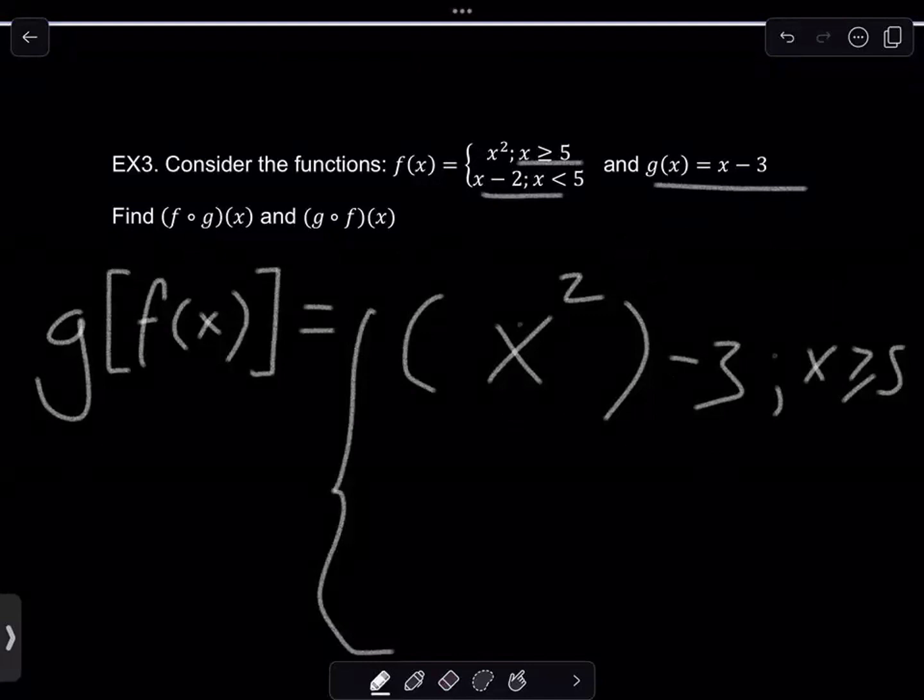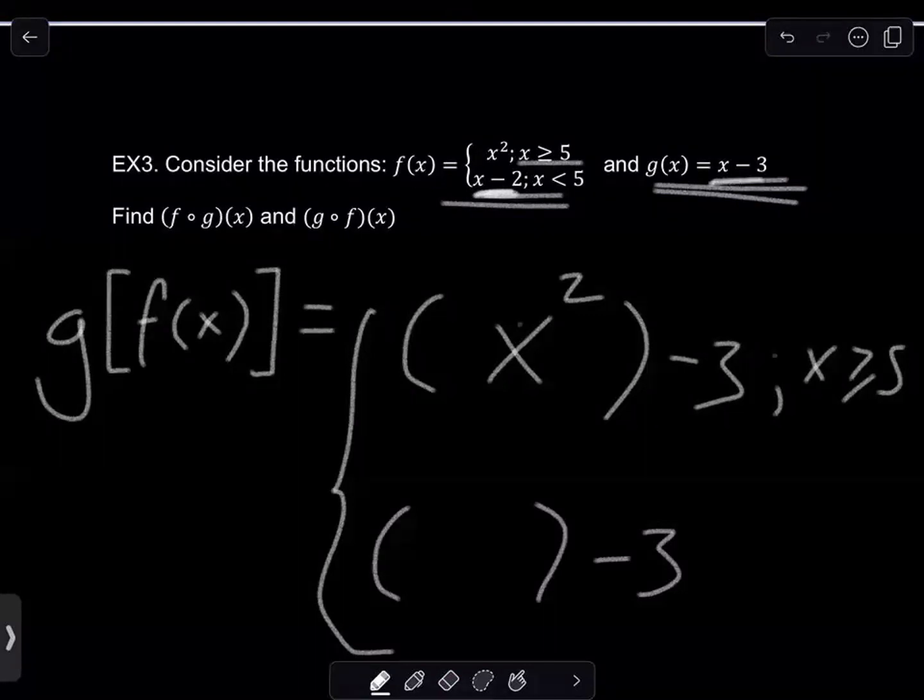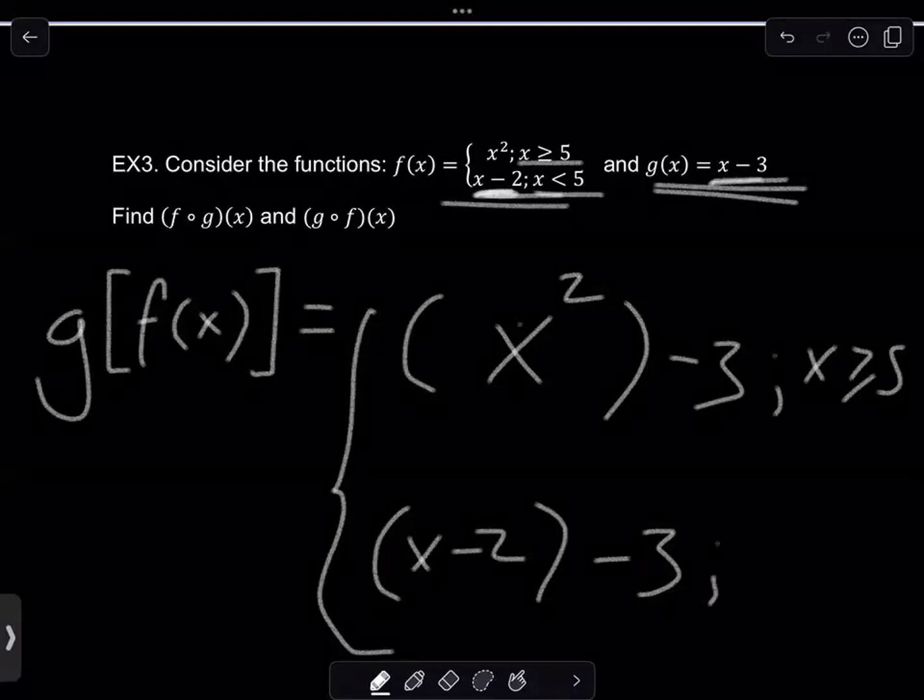So we are inserting the f function into the g of x function, and the g of x function is x minus 3, so bracket, minus 3. Let's make this bracket bigger, minus 3. So we're inserting the function portion of the second part, which is x minus 2, into the g of x function. So we are going to have x minus 2 in the bracket, and the restriction will go toward the end, at the end of the function, so x less than 5.